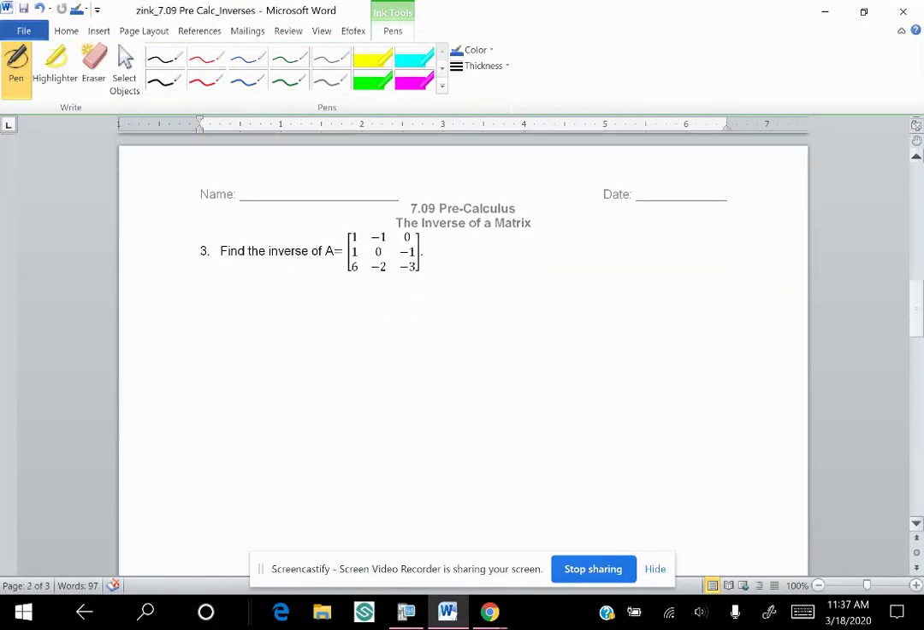Okay, let's do another one. This one is a little bit bigger. We have a 3 by 3, which means that you can't use that quick trick, that little formula you have to memorize. You have to do it the second way. So let's go through it together.